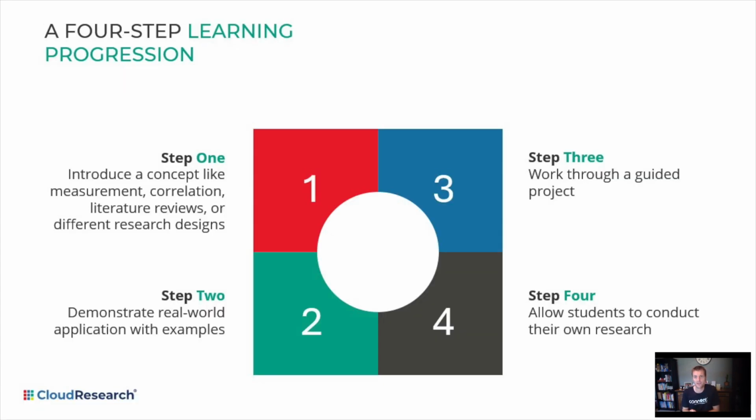So each chapter follows a carefully scaffolded 4-step learning progression. First, you introduce a concept like measurement or correlation. Then students read about an example application, or they immediately start working with a real data set to see that concept in action. Let me give you a specific example. In chapter 4, when the book introduces measurement, we give students a data set that has responses from 500 participants that was gathered specifically for this book.